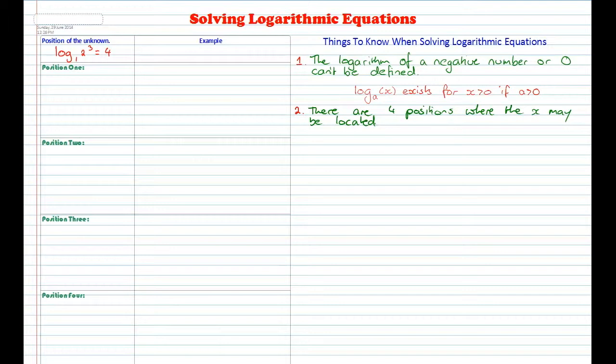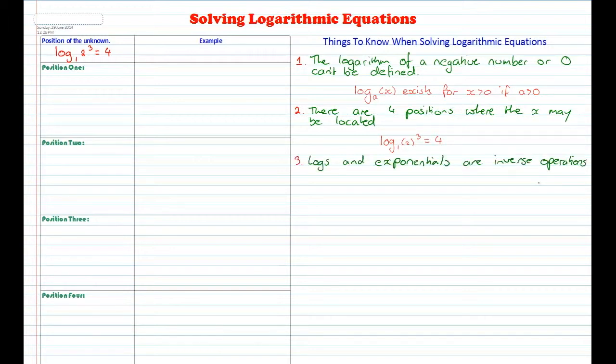The next thing to know is that there are 4 positions where the x may be located, and these are in any of the 4 positions that you can see here. For example, x could be in position 1, position 2, position 3, or position 4. Now of course, based on the position that it's in is going to determine how we're actually going to go about solving this, because it will require a different method for each position.